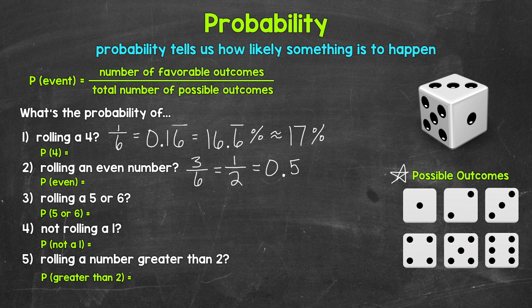Then we can multiply that by 100 to get our percent. Our percent here, 50%. And that's our probability of rolling an even number.